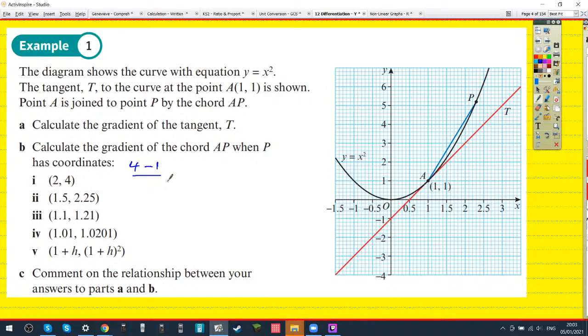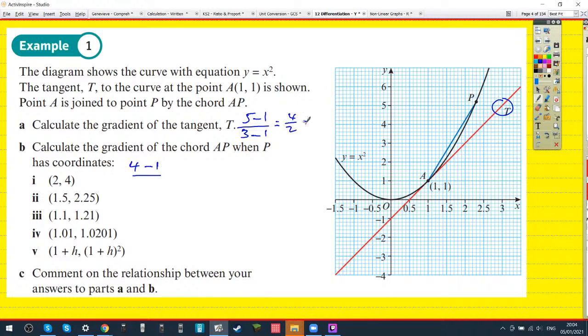But how do you work out the gradient of the tangent t? Because that's the first question. Oh, tangent t. Let's see, that goes through (3, 5) and (1, 1). So you use those two coordinates? Yeah. So it'd be 5 minus 1 over 3 minus 1, which is 4 over 2, which is 2.